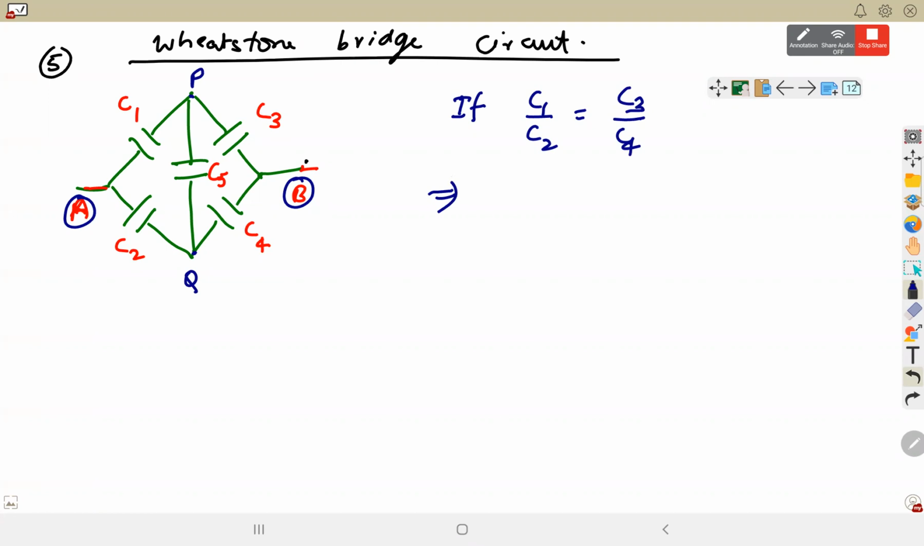If the ratio of capacitances on either side of this diagonal is equal, ये देखने में symmetry लग रही है, but symmetry नहीं, क्योंकि value of capacitor is quite different on the left side and right side.